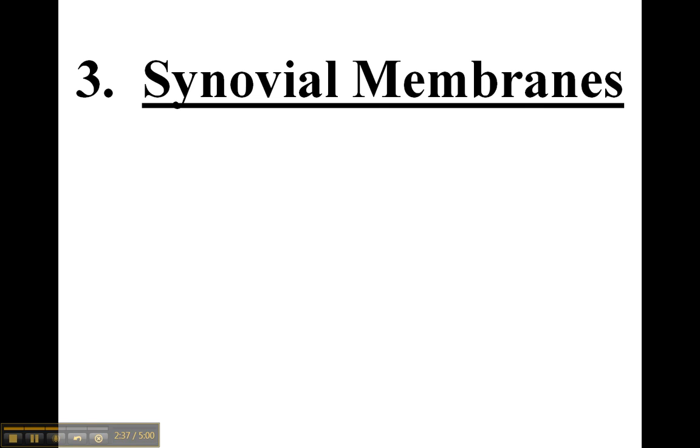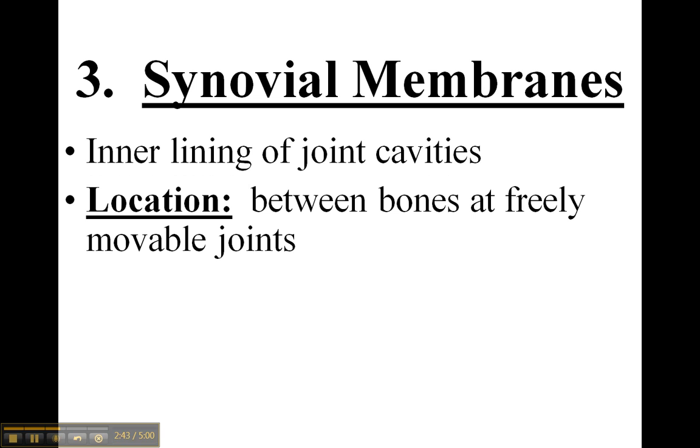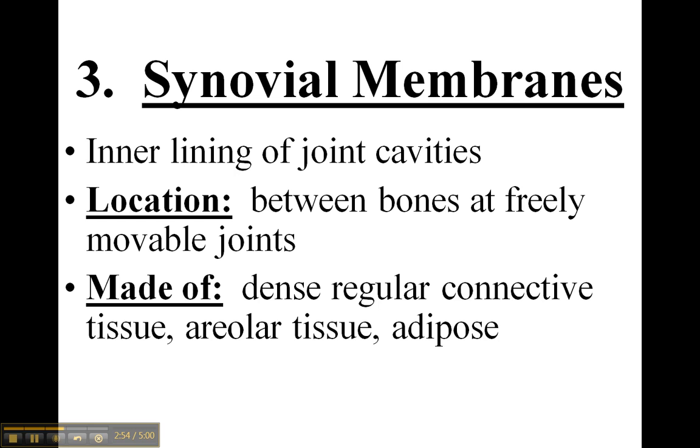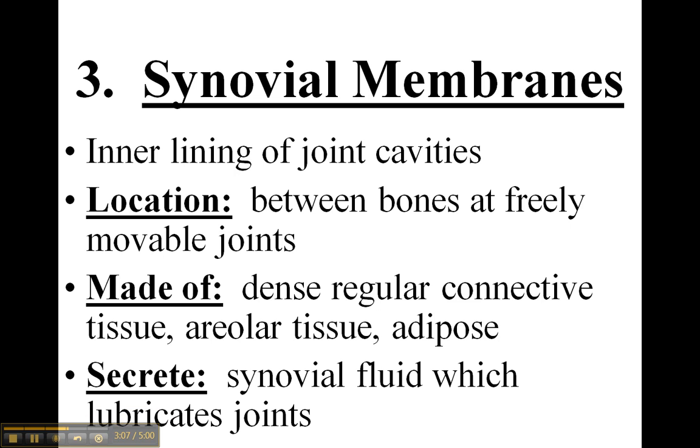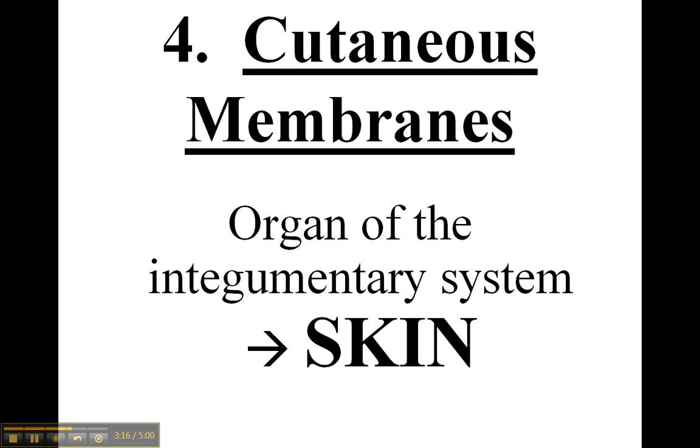Synovial membranes we'll talk about more later in the year, but it is the inner lining of joint cavities. Anytime you have a freely movable joint where the two bones can move next to each other, that is a synovial joint, and that is where you will find a synovial membrane. Synovial membranes are made of dense regular connective tissue, areolar tissue, and adipose tissue. These secrete synovial fluid, which lubricates joints. And then the last is the cutaneous membrane, and that is the organ of the integumentary system, the skin.